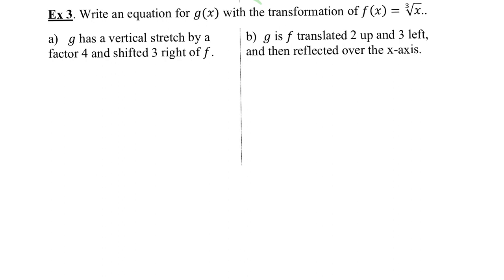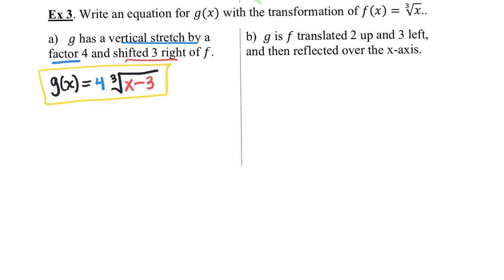Okay, last example, we're going to write the equation for g of x with the transformation of f of x equals the third root of x. So these are all going to be cube roots. Okay, let's try. Okay, g has a vertical stretch by a factor of 4, and then it is shifted 3 right. And what is this third root? So the 3 right should be inside the radical. And then this should be called g. Okay, let me check it before I box it. Okay, g, vertical stretch of 4, shifted 3 right of f, and f is a third root. Okay, there it is.